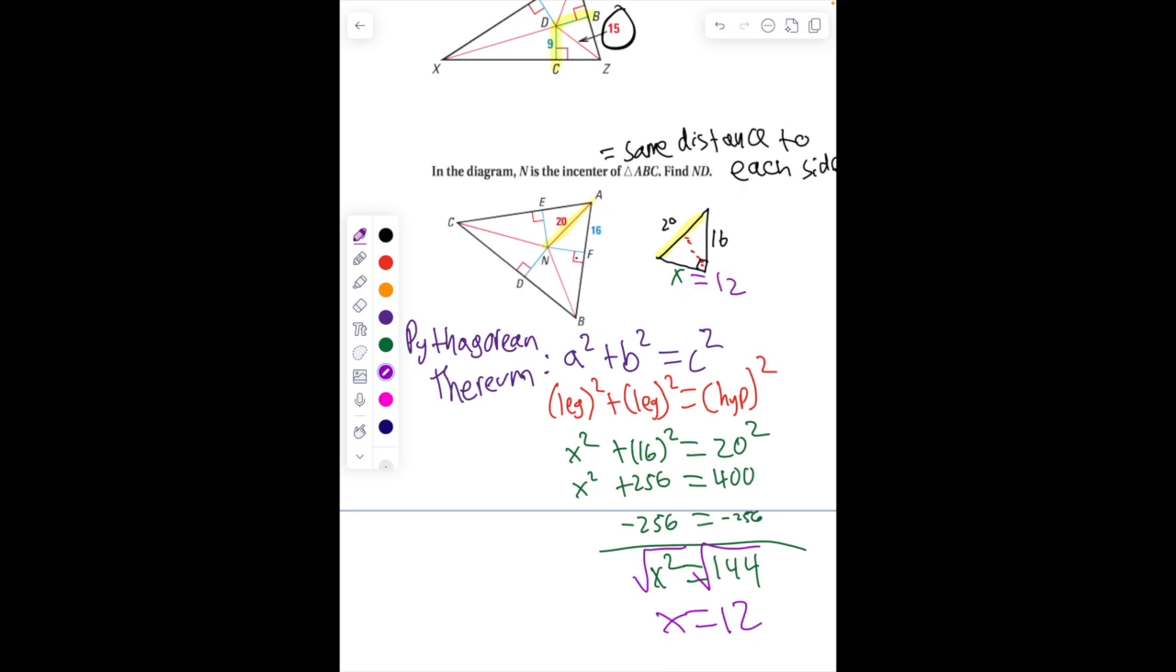We can't have a negative distance. So in this case, we found NF to equal 12, but NF, NE, and ND are all going to be the same distance. So ND equals 12.